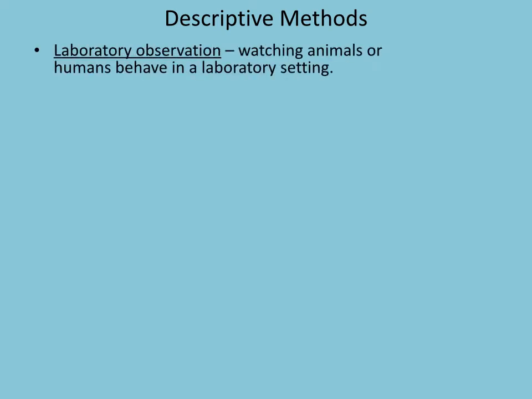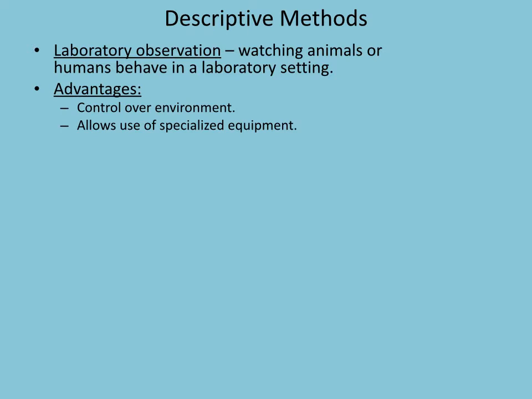Now, another type of descriptive method of research is laboratory observation. When you typically think of experiments, you typically think of laboratory. It's watching animals or humans behave in a laboratory setting. So there's a guy in a white coat conducting the experiment, and you're doing whatever you're supposed to be doing.